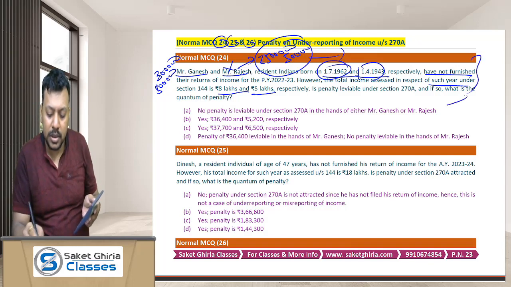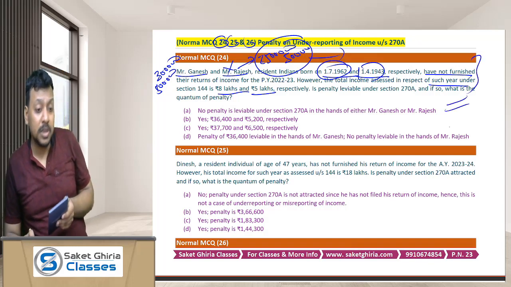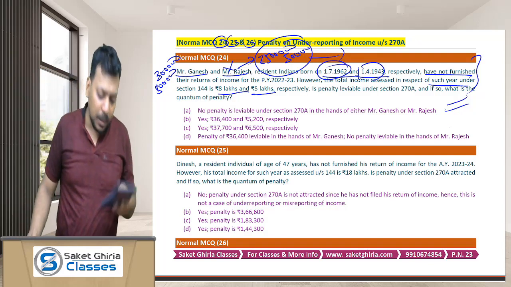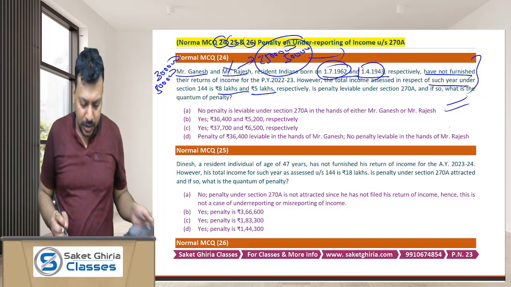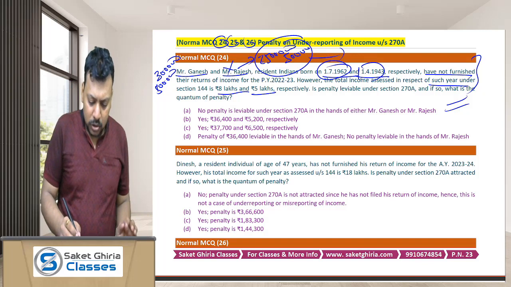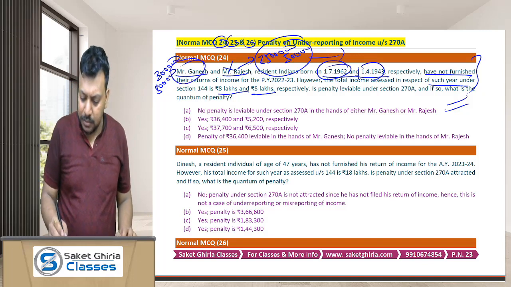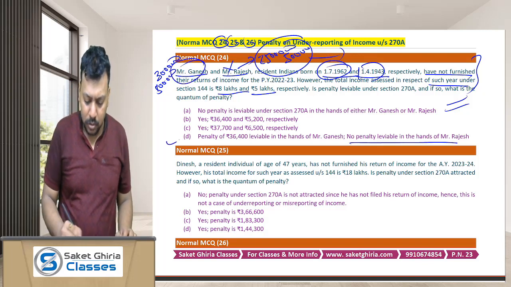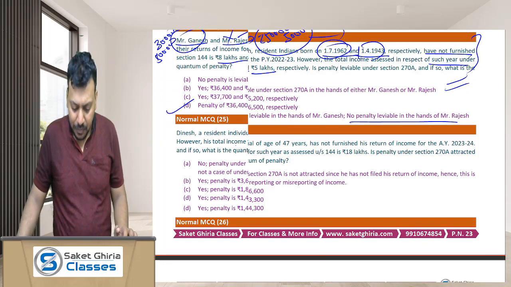Is anywhere in the question it is given that the underreporting is on account of misreporting? No sir. Then the penalty 50% means 36,400. So penalty in case of Mr. Ganesh would be 36,400, and Mr. Rajesh, no penalty would be levied. So the correct option is D. I hope everybody is clear.